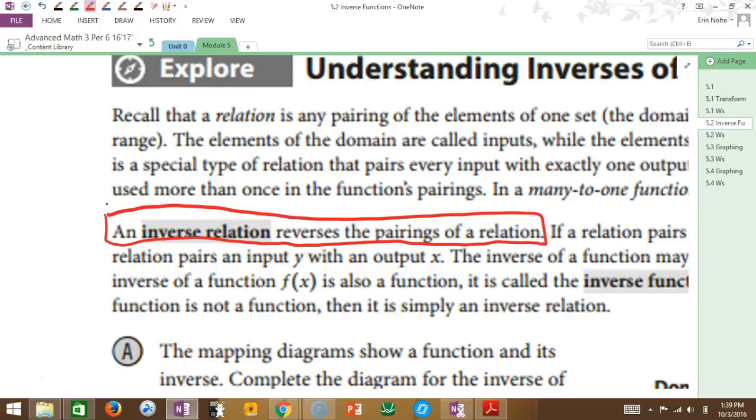Okay, so an inverse function. Actually, this one is referred to as a relation in this one. So all you do is, an inverse relation reverses the pairings of a relation. Anybody want to decode that? You just switch the x and the y.